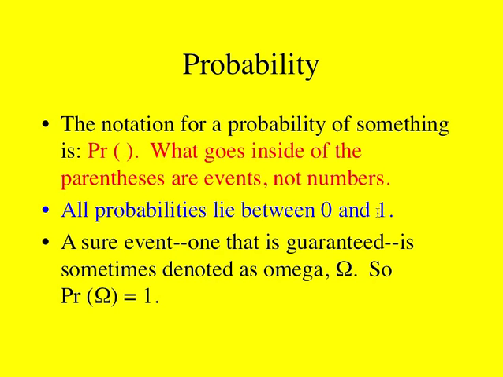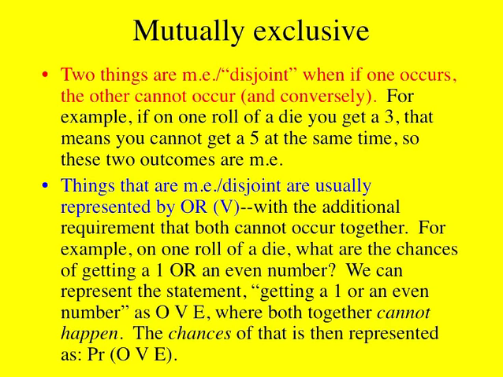A sure event, one that's guaranteed, has this funny symbol called omega. So the probability of a guaranteed event is 1. There are such things. We might talk about it later.